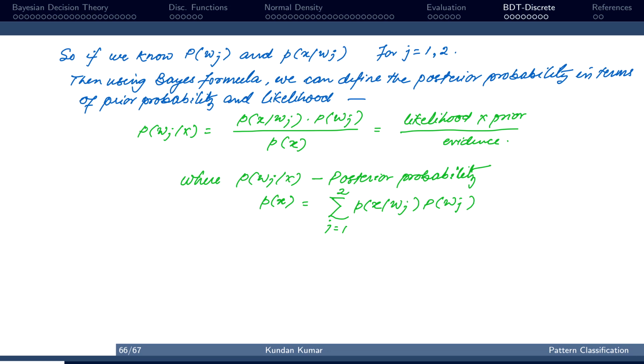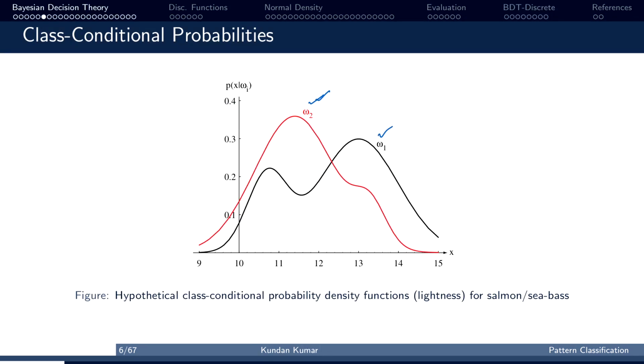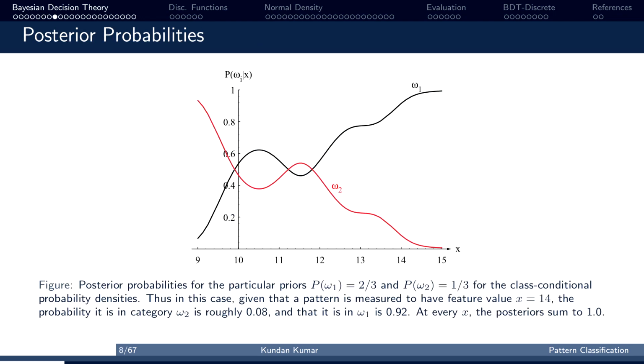So if we compute the posterior probability of the hypothetical class conditional probability density function that I have shown to you, by considering the prior probabilities as P of omega 1 equal to 2 by 3 and P of omega 2 as 1 by 3, then we will obtain the posterior probability using this plot, where this black line shows the posterior probability for sea bass, and the red line shows the posterior probability for salmon.